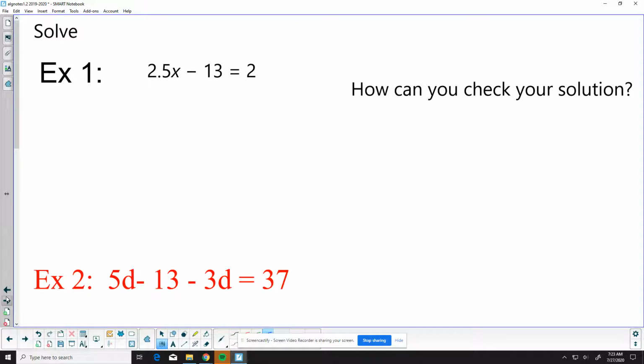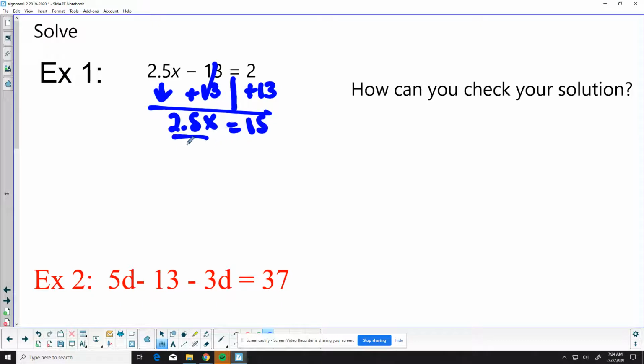We'll start with a two-step. So first I'm trying to remember my objective is to get x alone. So I want to move the constant away first. So I'm adding 13 to both sides. Drop down the 2.5x. The 13's cross out, and this is 15. And then I'm going to divide both sides by 2.5. So I'm going to use my calculator. 15 divided by 2.5 is 6.